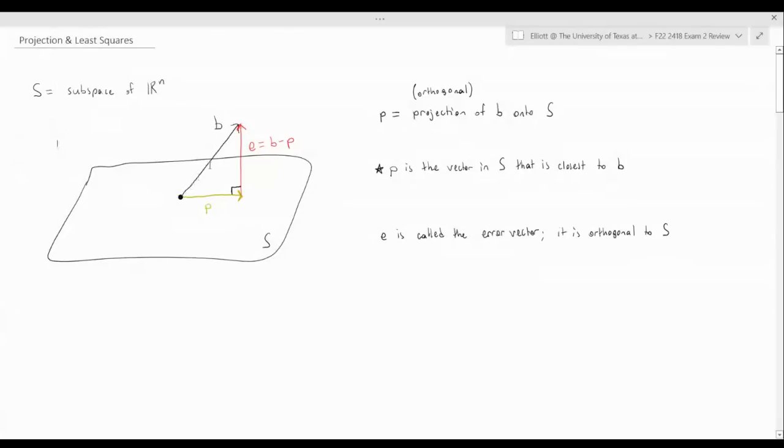We have a vector B, which is not in S, so that's represented by B sticking out of the plane. So if we were to drop a perpendicular down from B onto S, this vector that you get, which kind of looks like the shadow of B along S, if you will, is called the projection vector. It's the projection of B onto the subspace S.